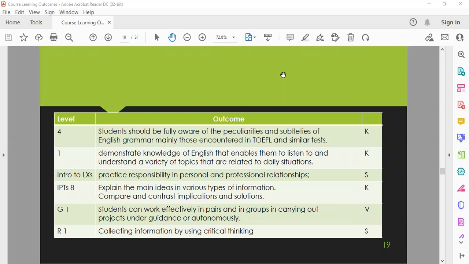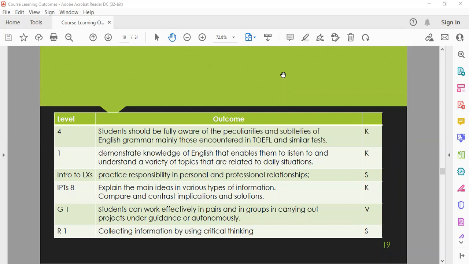Listening 1, I think. Yes, I can perhaps paraphrase that one, if you allow me. Yes, please, Brother Adam. Identify. Instead of the long part here, from "demonstrate" to "understand," I can replace that with "identify." Identify a variety of topics that are related to daily situations. What do you think? Okay, yes, that's fine. I have made it shorter, to the point, with an action verb.